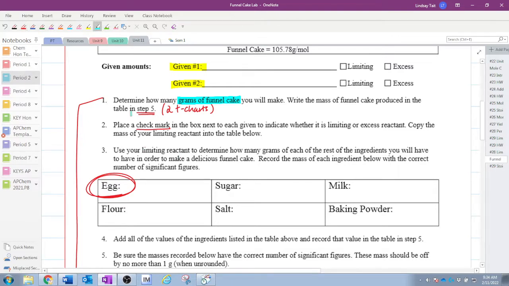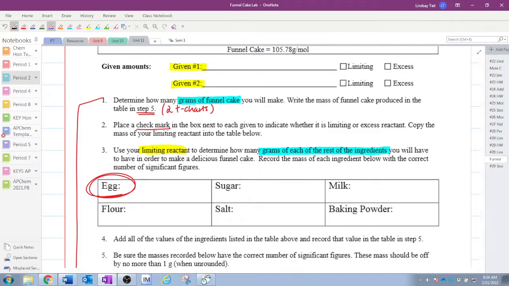But what I'm going to do is use that amount of my limiting reactant to figure out how many grams of everything else I'm going to need. So I'm going to start a T-chart that starts with egg, and I'm going to say, hey, if I use 29.17 grams of egg, how many grams of sugar do I need? And then after I finish that T-chart, I'm going to start another T-chart that says, if I use 29.17 grams of egg, how many grams of milk am I going to need to use with that? And then I'm going to start another T-chart that says, if I know I'm using 29.17 grams of egg, how many grams of flour would I have to use with that, according to our balanced equation? Right? You're all set now.